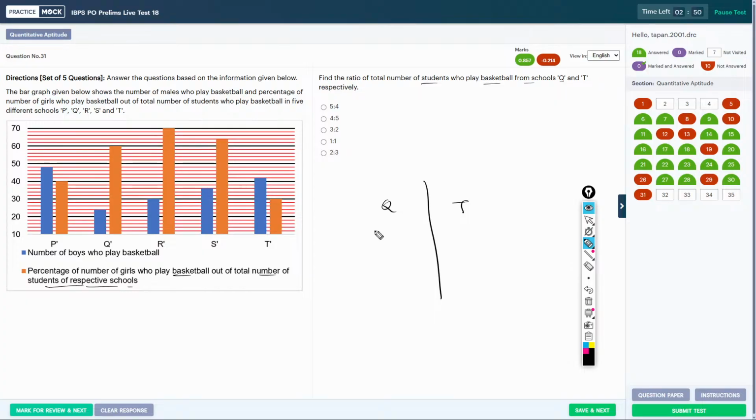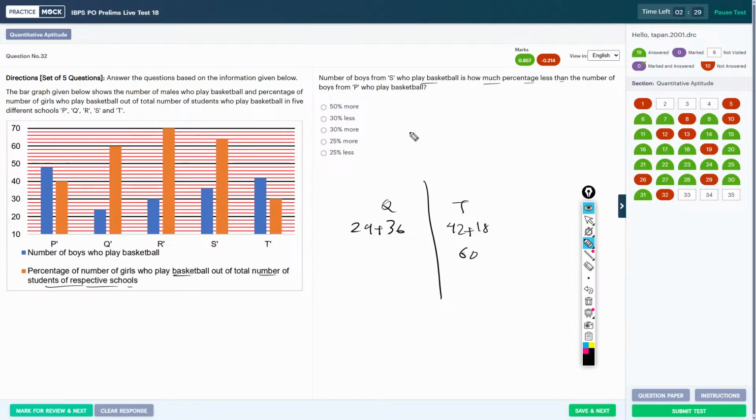I'm calculating. For Q, the number is 24 plus, so 60%. So 40% is 24, 6 times, so 36. And for T, it is going to be 42 plus, so 70% is 42, so 6 times, so 18. So this is 60, this is 60, so 1:1. Number of boys from S who plays basketball is 36% less than the number of boys who play from P. So 48, so 12, so 25% less.